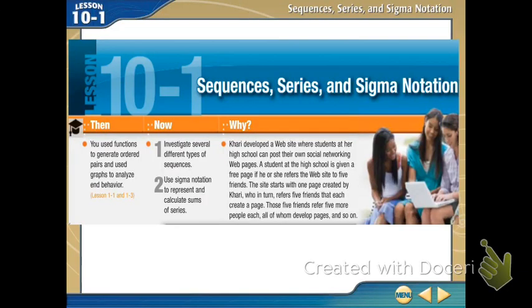So in chapter 10, we're looking at series and sequences and sigma notation. We're going to look at some different types of sequences, and then we're going to look at how to use sigma notation to represent sums.